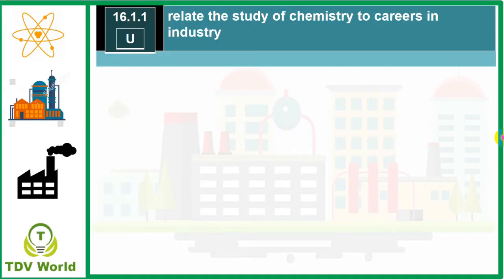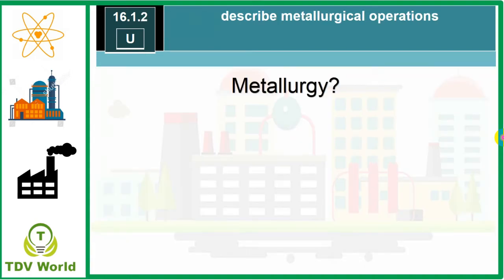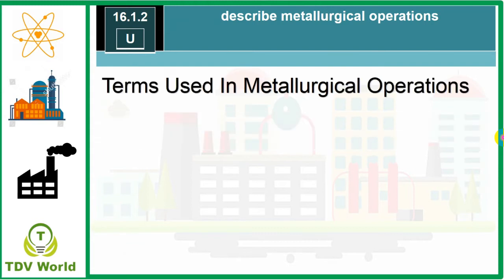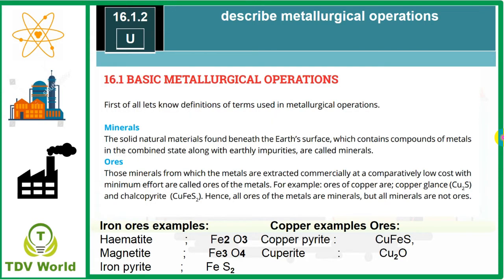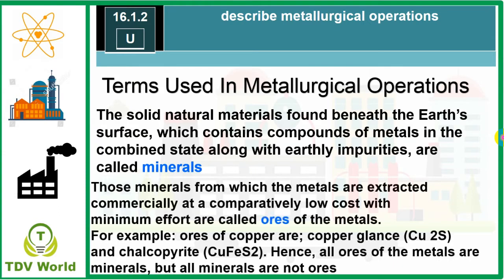So in the first two lectures we are done with 16.1.1 SLO, that is relate the study of chemistry to careers in industry, and the second SLO is also done, in which we have described metallurgical operations. We have defined metallurgy, we have defined different terms which are used frequently in metallurgy like minerals, ores.